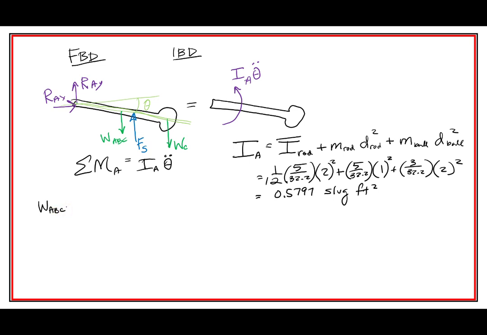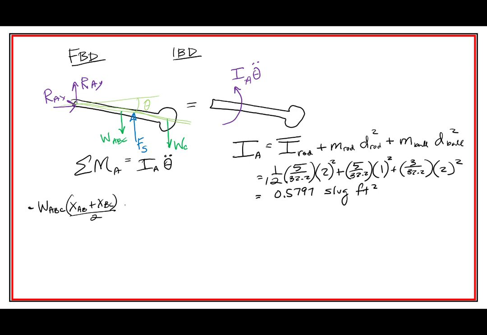W_ABC times X. Yeah, it's going to be in line with it, so we don't have to actually worry. So it's X_AB plus X_BC over 2, right? And that's going clockwise, so it's negative, and the length of the thing is actually, yeah, no, that is the length of the thing. Okay, so there you go, that's the moment.